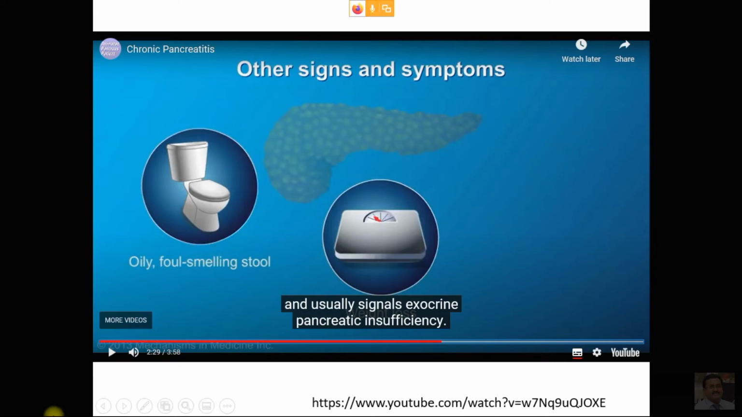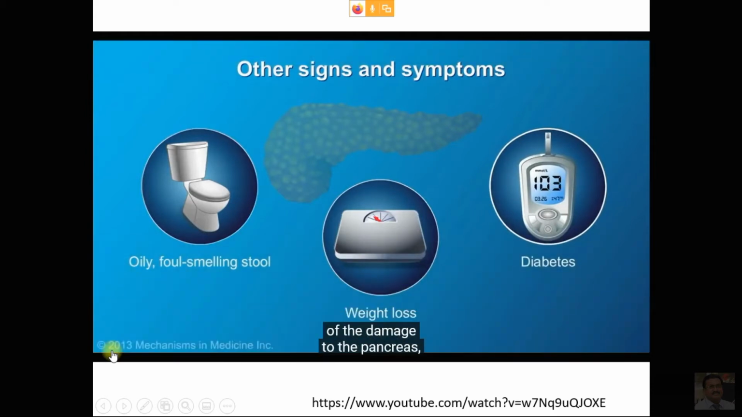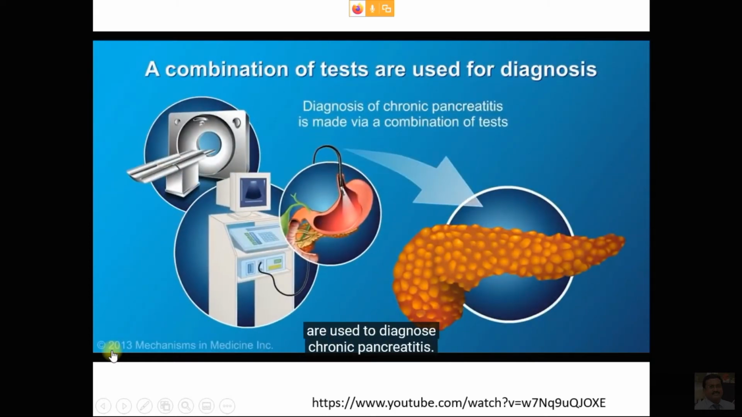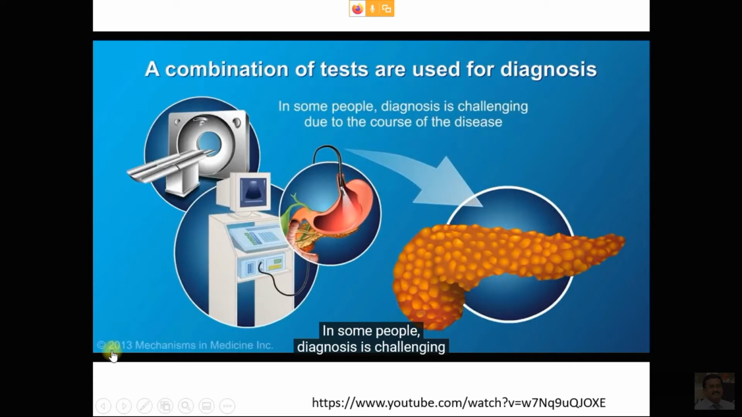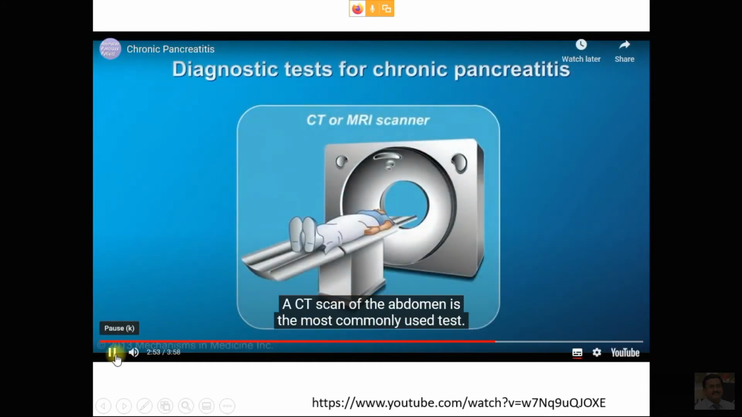And once again, depending on the severity and extent of the damage to the pancreas, some people develop diabetes. A combination of tests is used to diagnose chronic pancreatitis. In some people, diagnosis is challenging due to the course of the disease. However, in others, it is relatively straightforward. A CT scan of the abdomen is the most commonly used. The first one is the CT scan of the abdomen.